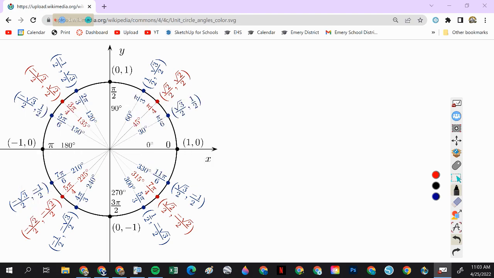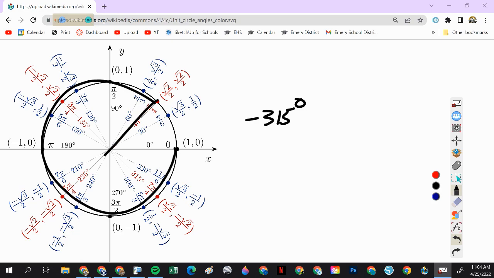Okay, what if I did negative 300 and 315 degrees? What would the reference angle be? Right, so we're going to rotate this way to here. This angle is theta. The reference angle would be 45.